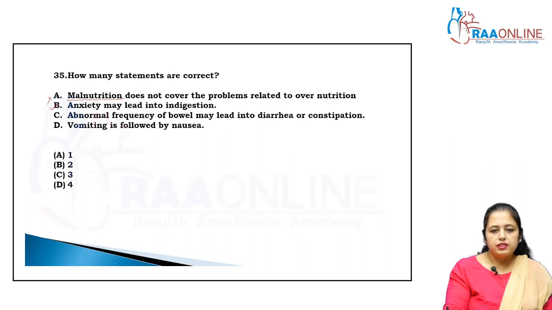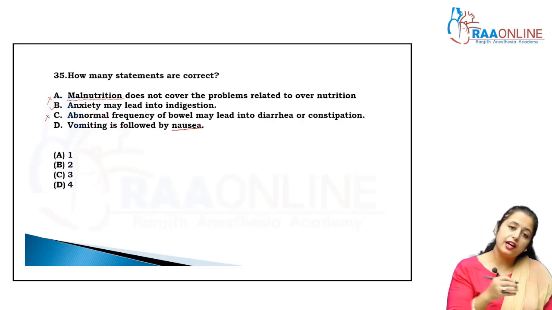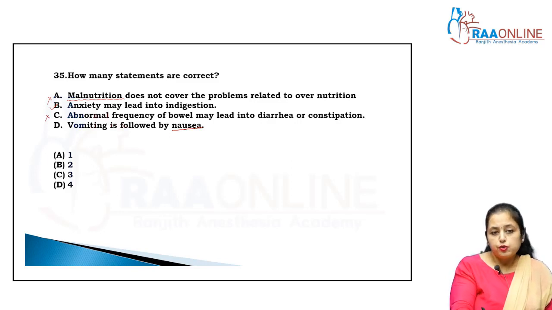Is it right or wrong? Vomiting is followed by nausea. Exactly, nausea is the sensation of vomiting, and after that vomiting occurs, right? So these two are actually different.